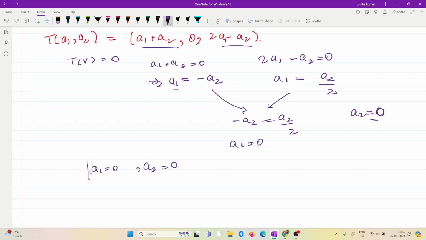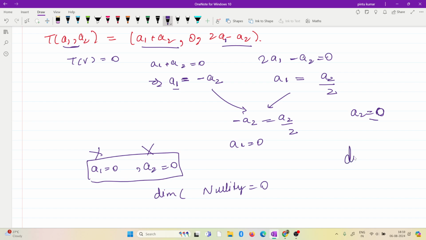Now how many independent choices do you have? You can't choose anything for A1, you can't choose anything for A2. So independent choices are 0, so your dimension, or the nullity, is 0. You can straight away see that the map is from R2 to R3, so the dimension of V is 2. So rank should be 2.